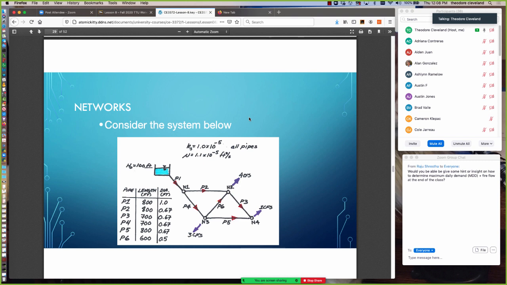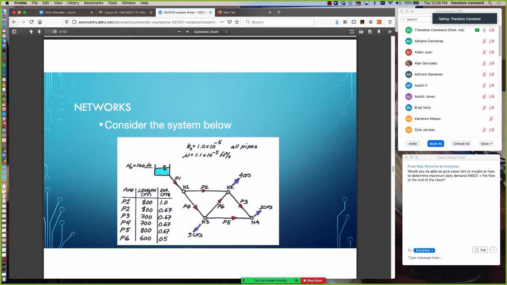For each of the pipes, there's a table there that has the pipe name, pipe 1, 2, 3, 4, 5, and 6, the length of the pipe in feet, the diameter of the pipe in feet, and lastly, we're told that the sand roughness height for all pipes is 1 times 10 to the minus 5th, assume feet, and the viscosity of water is 1.1 times 10 to the minus 5th feet squared per second. Those two pieces of information are required to calculate a Reynolds number and a friction factor for each pipe at each step of the solution.